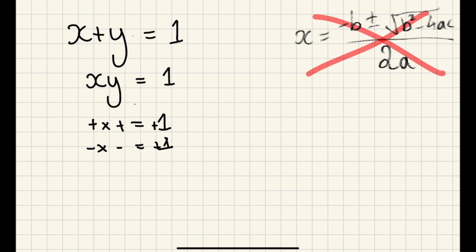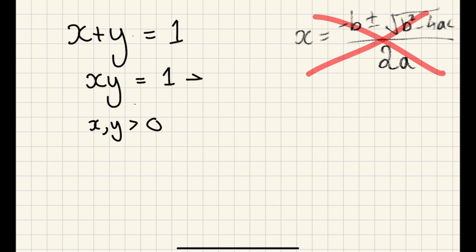But now let's have a look at their sum. They have a positive sum. So that means that if they are real numbers, then they must both be positive. So that really narrows it down. So that's one of the things that we can do: we can say x and y are both greater than 0.